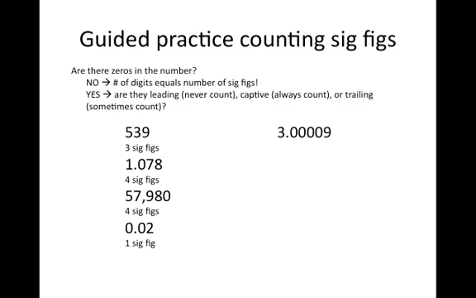This number has a number of zeros. However, these zeros are trapped between non-zero digits, so they are captive zeros which always count. Therefore, this number has 6 sig figs.